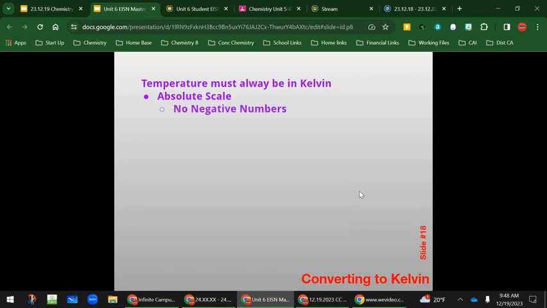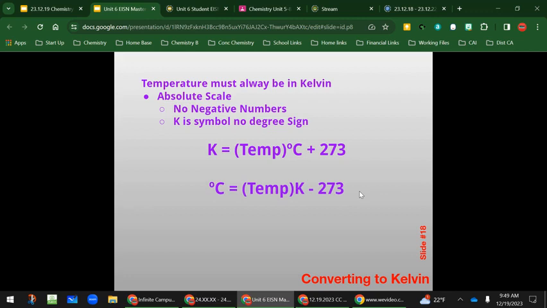So no negative numbers in Kelvin. Why? If we have a negative number for temperature, we would have to be able to have a negative pressure, negative volume, or negative amount of gas. And we can't do any of those. K is the symbol, no degree sign, ladies and gentlemen. And if I were you, I would write this formula somewhere on your periodic table because you are going to be asked to do it on your quiz on Thursday. I would probably put both of these on there because you may want to go from Kelvin to Celsius, and you may want to go from Celsius to Kelvin.